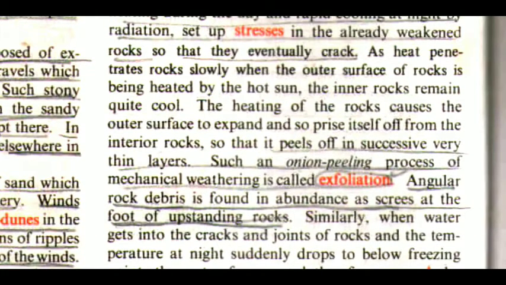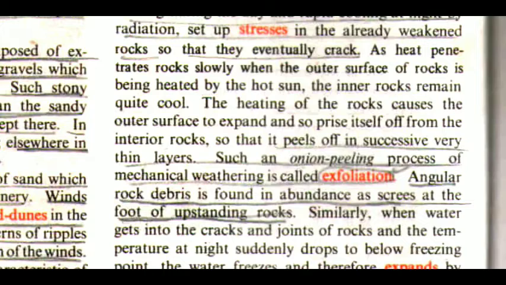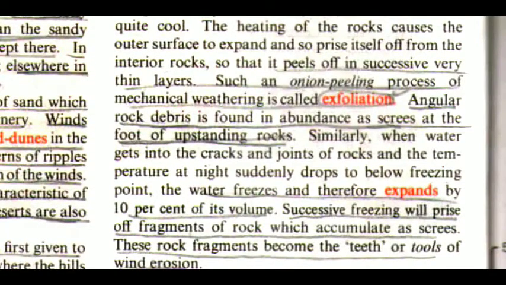Heat penetrates rocks slowly. When the outer surface of rocks is being heated by the hot sun, the inner rocks remain quite cool. The heating of the rocks causes the outer surface to expand and prise itself off from the interior rocks so that it peels off in successive very thin layers. Such an onion peeling process of mechanical weathering is called exfoliation. Angular rock debris is found in abundance as screes at the foot of upstanding rocks.